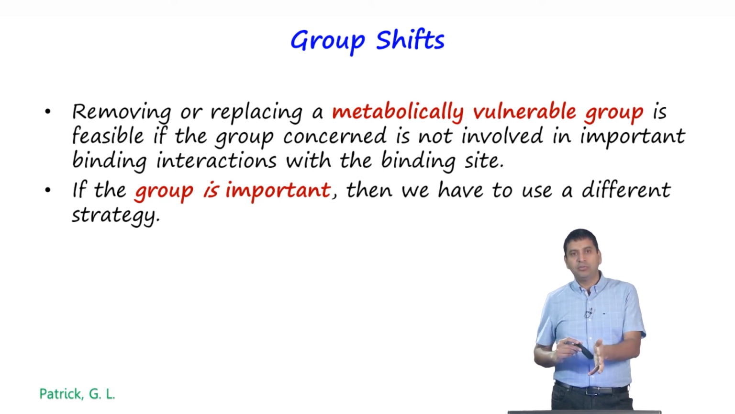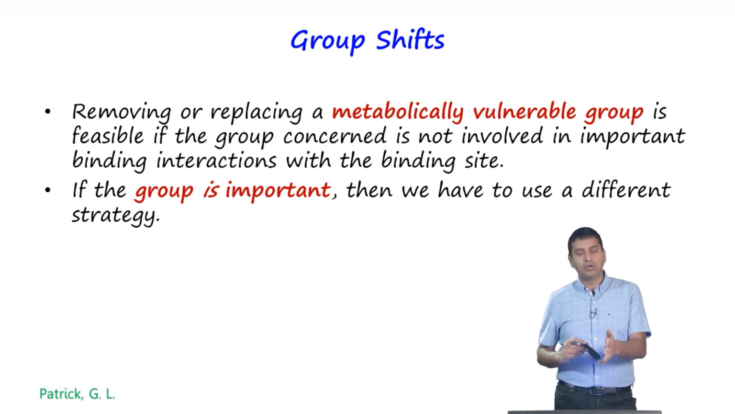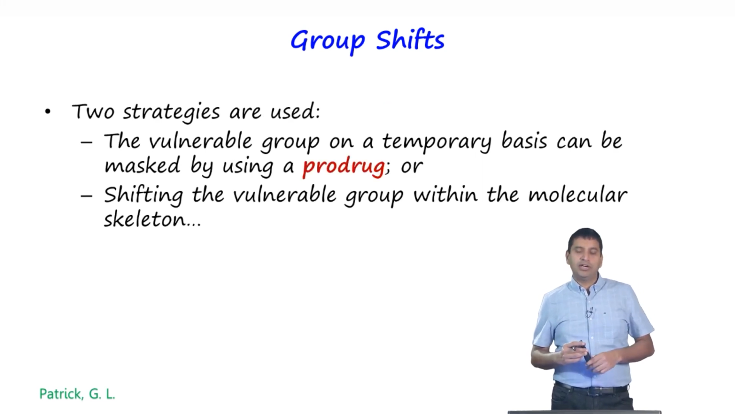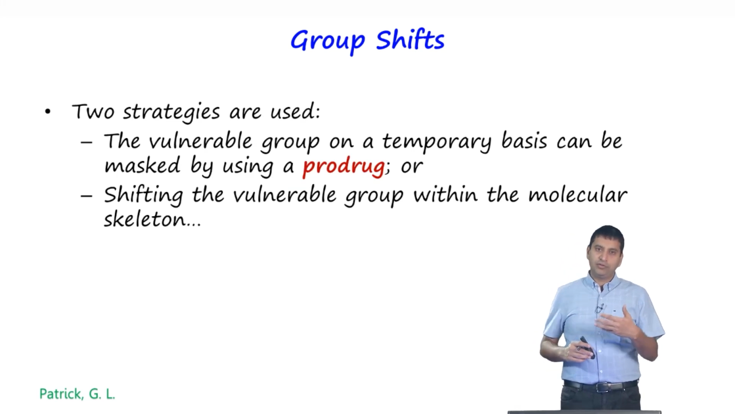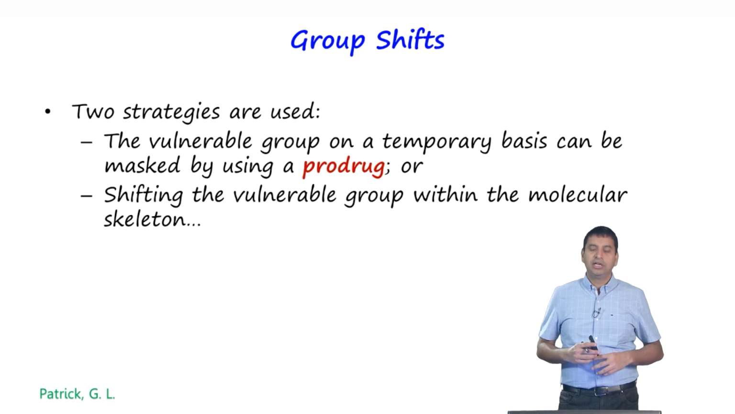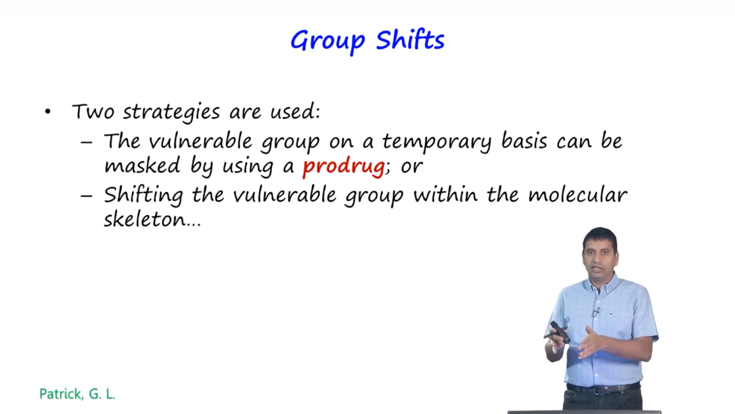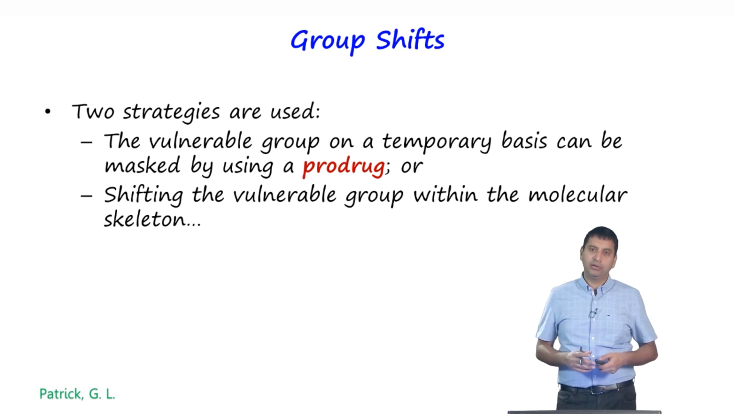But let us assume that in this case we have encountered that the group is important. So, what we have to do is use a different strategy. There are two broad strategies that are used, which we have already discussed. The first one is to convert it to a prodrug, which we will look at in the subsequent lectures. But the next approach is to shift the vulnerable group within the molecular skeleton to reduce its metabolic reactions.